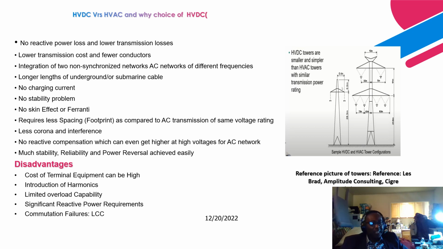Next, we'll talk about commutation failures. When you have line commutated converters, you have a rectifier and you have an inverter. Especially when you have a disturbance on the AC grid side that is connected to the inverter, it can lead to a commutation failure, and you have to de-energize this HVDC transmission system and resolve the problem of commutation failure.